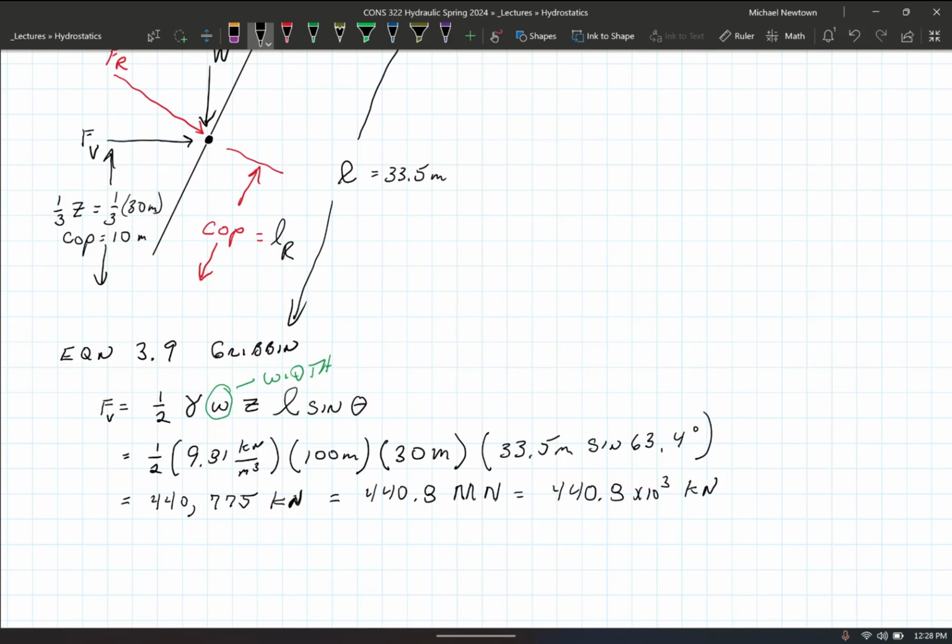You got to keep this in perspective, I guess is what I'm after. So if you think about it in meganewtons, at least you got some fathomable nature that's nothing you've ever dealt with, and it's huge. If you do 0.4 times 10 to the 6 newtons, like, yeah, okay, it's a number.